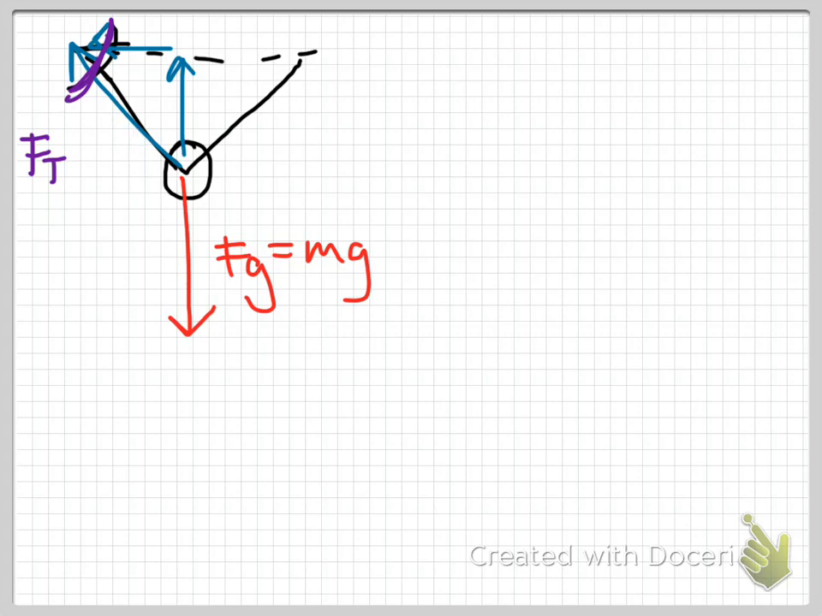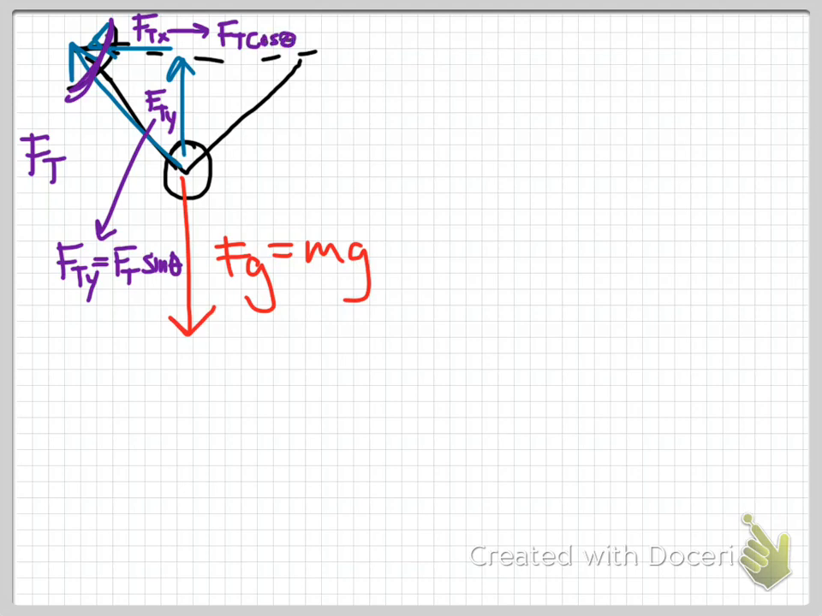Okay, so here we have force of tension on the x. Here we have force of tension on the y. And if we create an expression for that, force of tension on the y is equal to force of tension times sine theta. Force of tension on the x is equal to force of tension cosine theta. So I've got those listed, which is useful.